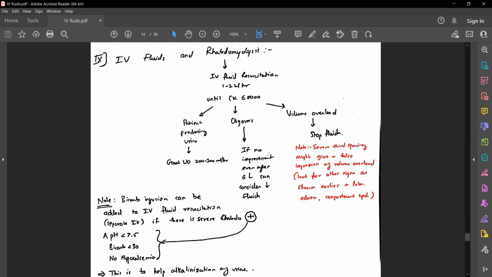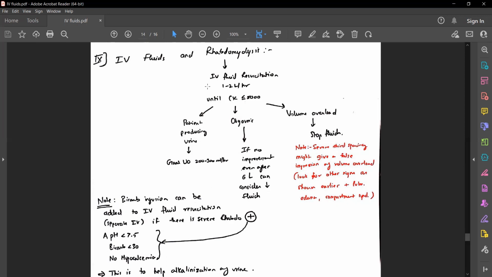If the patient becomes oliguric, if they go into ATN, then if there is no improvement even after 6 liters of fluid, you could consider decreasing the fluid, and it would be better to call the nephrologist at that point to consider if the patient needs dialysis or not. Then in cases of volume overload in rhabdomyolysis, you would definitely stop the fluids. One important thing to remember in rhabdomyolysis is there is severe third spacing, and it might give a false impression of volume overload. So you would mainly look for pulmonary edema and compartment syndrome as a better indicator of volume overload in these patients.